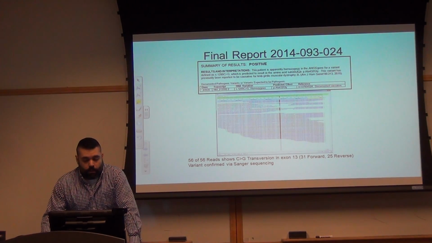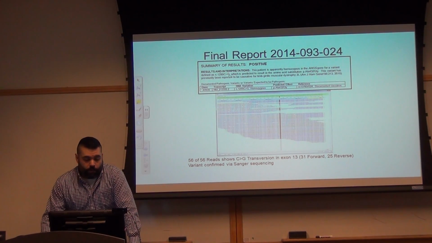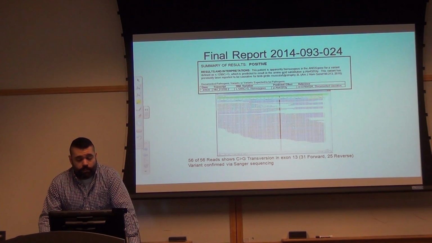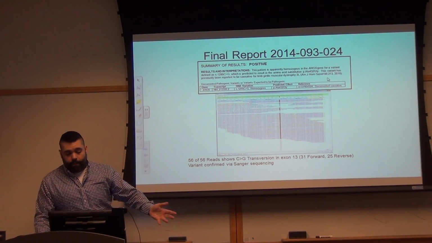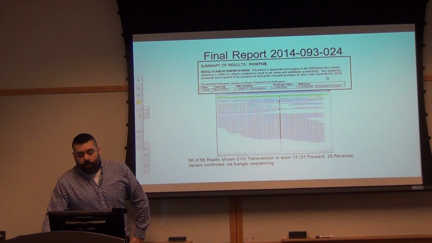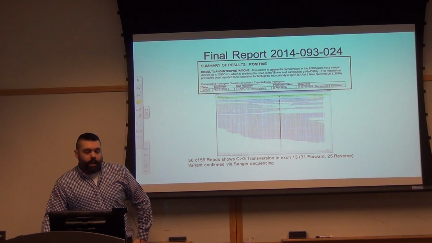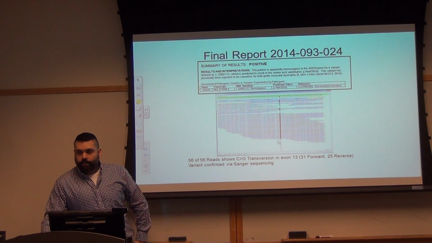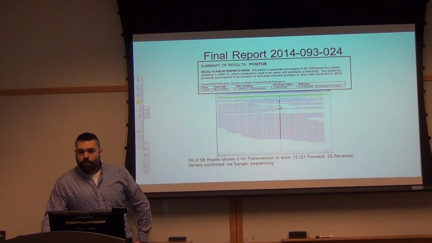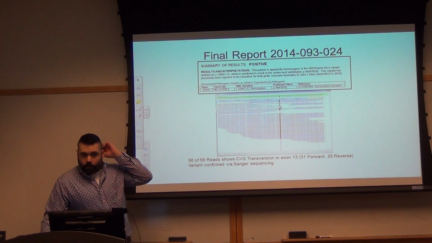So this patient is apparently homozygous in the AN05 gene for a variant defined as this, predicted to result in amino acid substitution this, previously reported, and then the reference. So why do we say apparently homozygous? I mean, look, every single read is a variant, so it's homozygous. Why in the report do we have to say apparently?